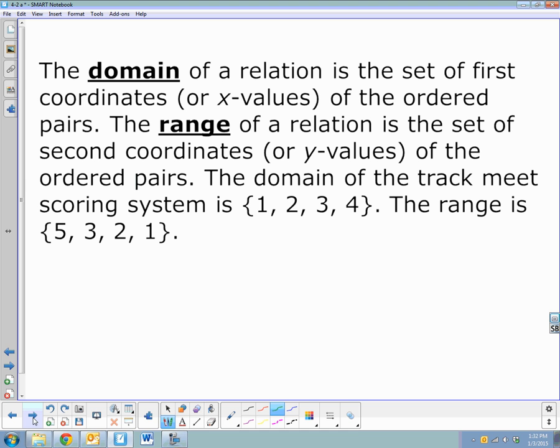And so the domain is all those X values, all the things that could go in. We can only talk about first place, second place, third place, and fourth place. We don't have a fifth place in our set.